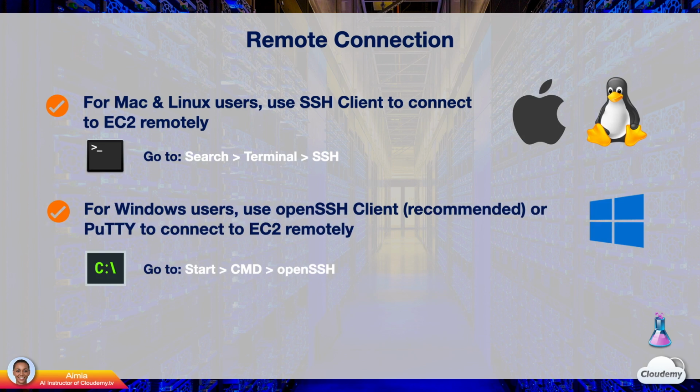For Windows users, you can use OpenSSH client or PuTTY to securely connect the EC2 instance. We recommend you to use OpenSSH from command prompt. By default, OpenSSH is enabled in Windows 10. You can also install OpenSSH if you use earlier versions of Windows. Click Start and search for CMD, you can find the command prompt.